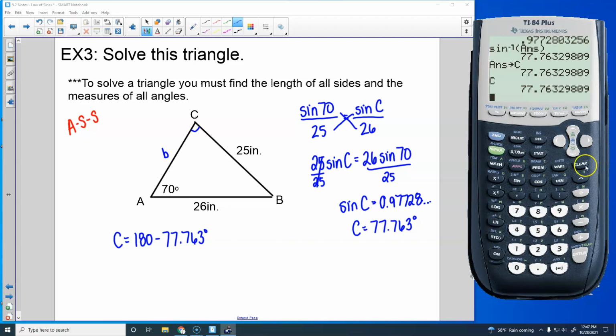Okay, so there's a possibility that possibly, and I'm storing it right now before I subtracted, because once you move on, you can't store it as easily. So if I do 180 minus that number, I could do 180 minus the answer here, or I could do 180 minus C, and it gives me 102.237.